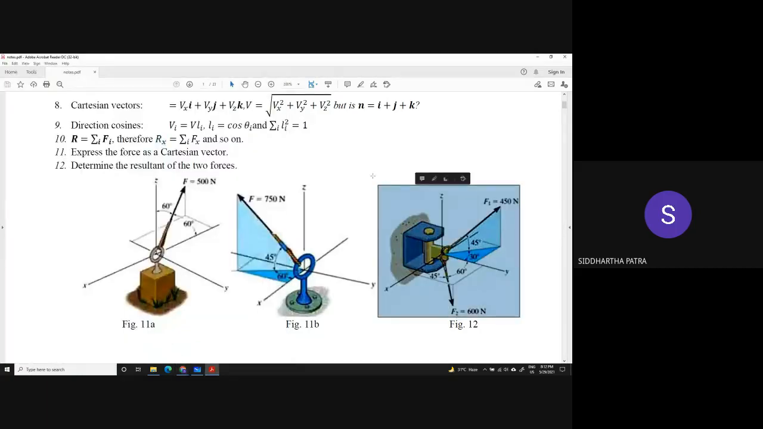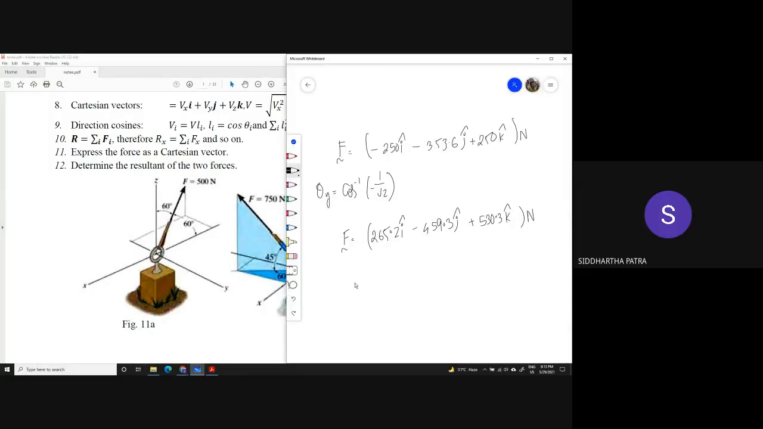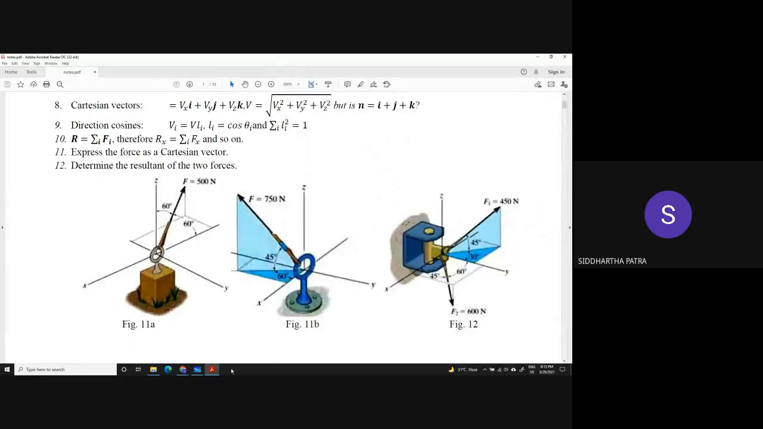So what is the answer? Sir, 265.16 i cap plus 575.56 j cap plus 18.19 k cap. So all are positive. Yes, sir. And this is in Newton, right? Yes.